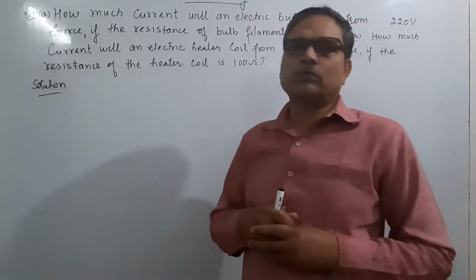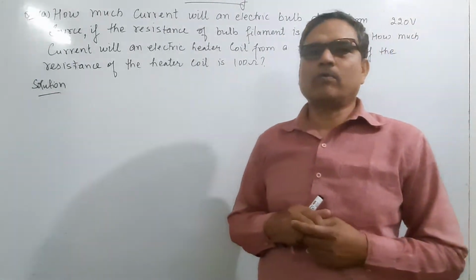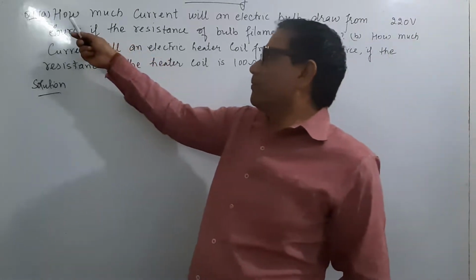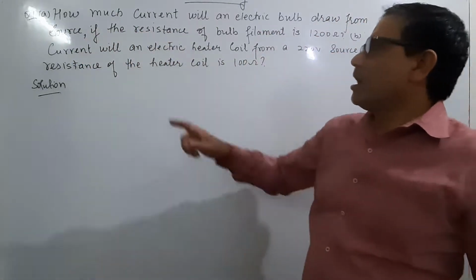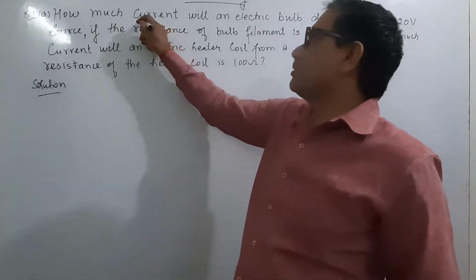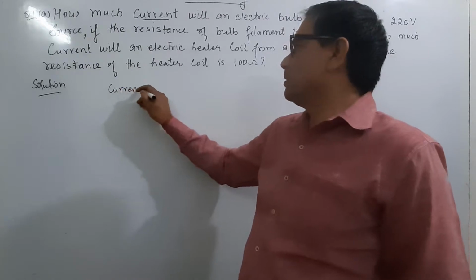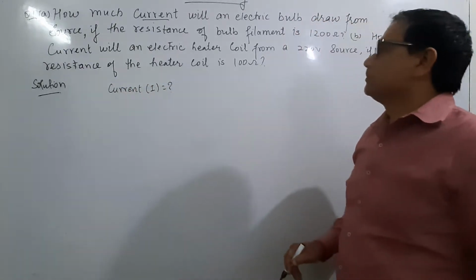Ohm's law: V is equal to IR. This is the formula which is derived by Ohm. First question: how much current? Current means I. We have to find out the current, I, which is the question mark.